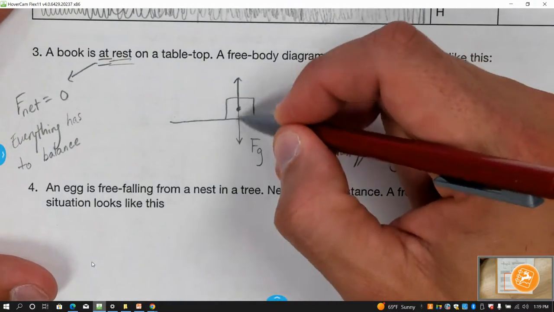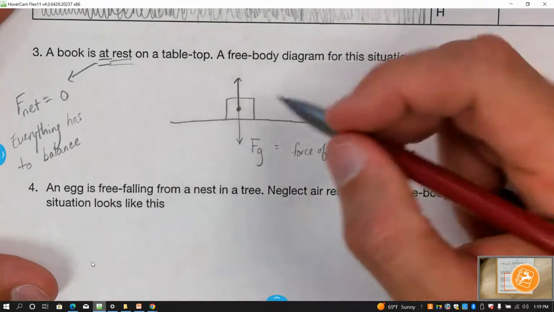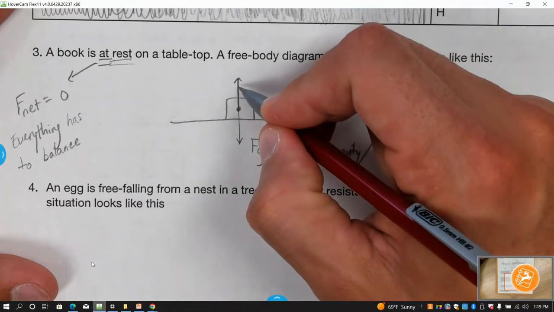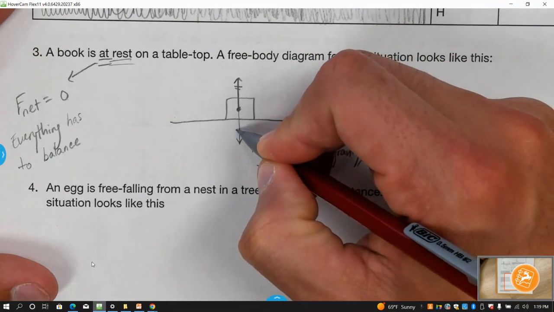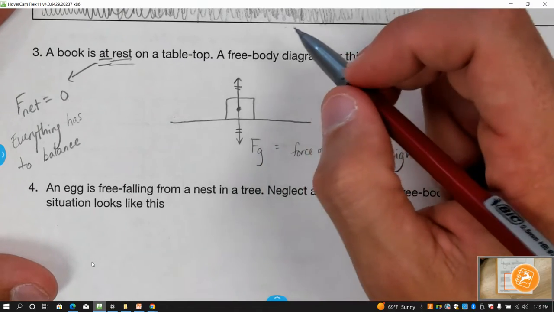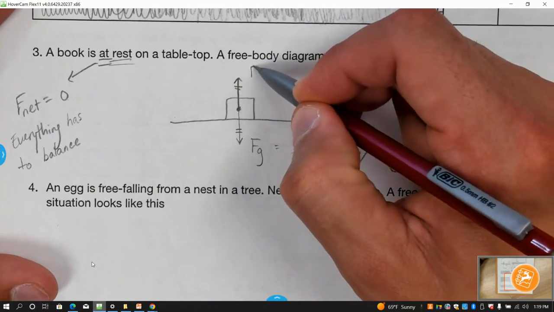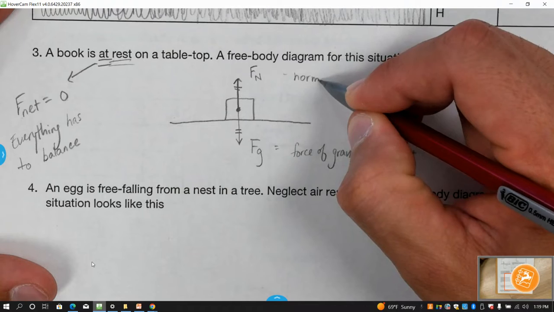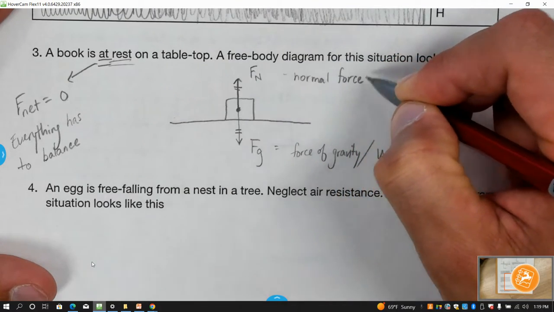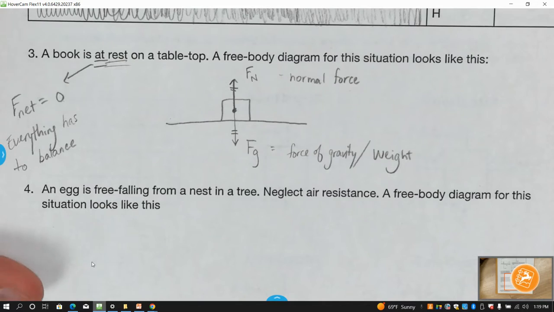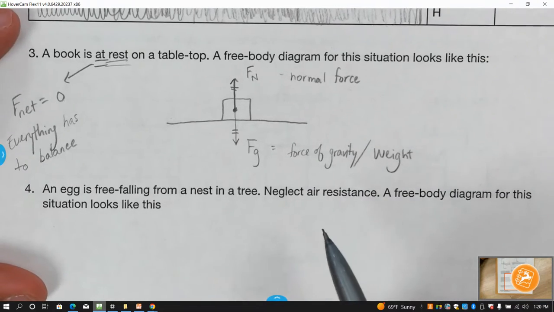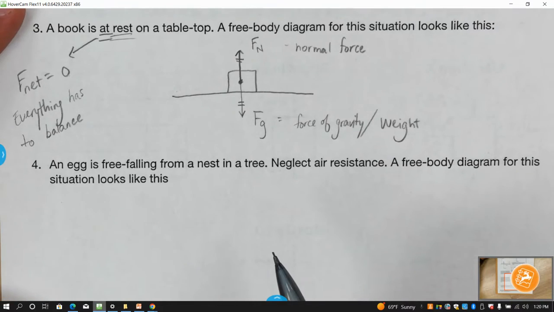You have to see that this thing is at rest, which means the net force has to be zero. So that means your vector going down has to be the same length as your vector going up. You can show that by drawing a little equal symbol right there. This is our F sub n, your normal force. There are no other forces acting on this because they're not telling us that this thing is getting pushed across the top of the desk, or pulled, or anything like that. So those are the only forces that we're experiencing right here.